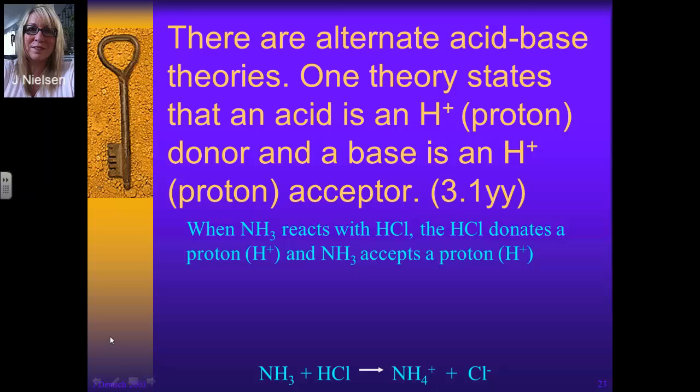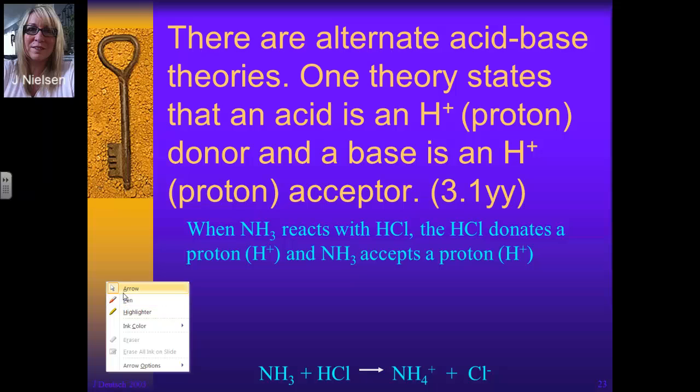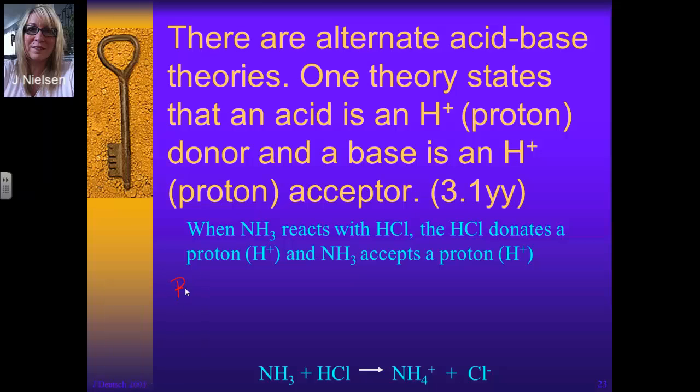There are alternate acid-base theories. One theory states that an acid is an H plus donor and a base is an H plus acceptor. I want to be clear that I call this the Bronsted-Lowry theory of acids and bases. The Regents used to also call it the Bronsted-Lowry theory of acids and bases.